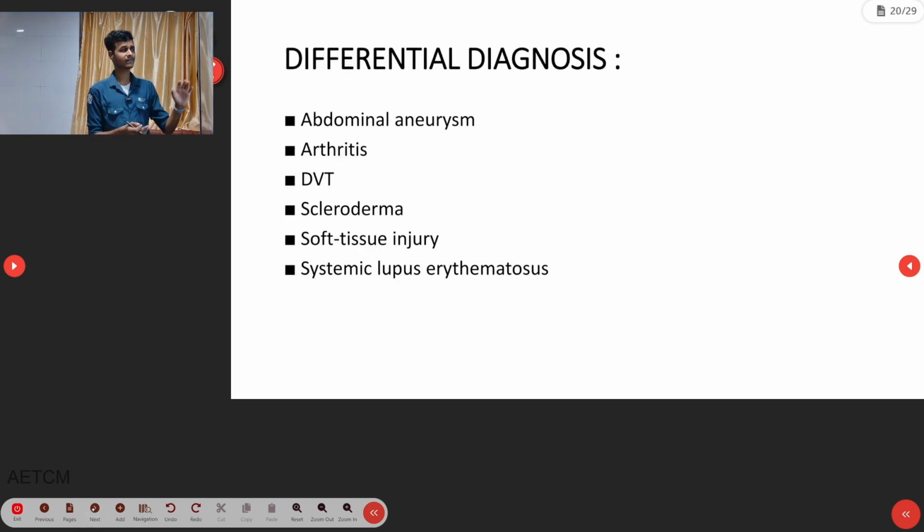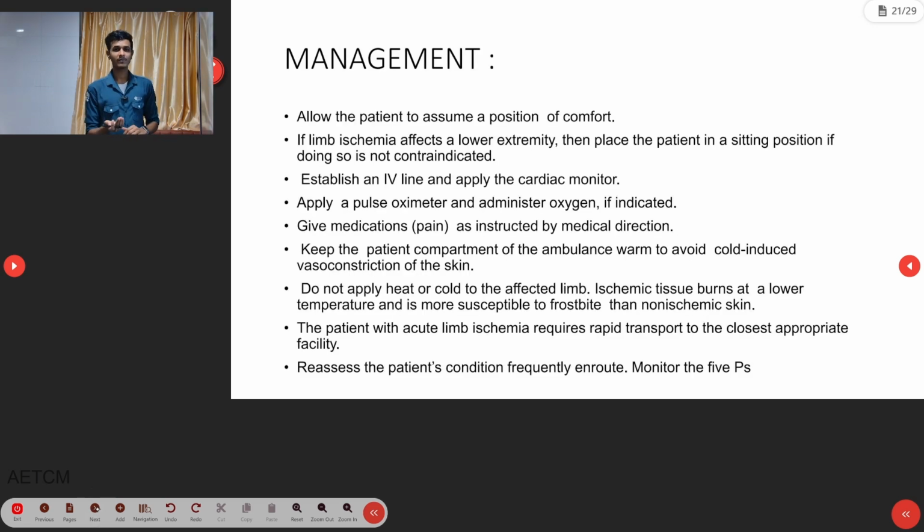So what might be the differential diagnosis? Abdominal aneurysm, arthritis, DVT, scleroderma, soft tissue injury, and systemic lupus erythematosus. How can we manage? In trauma and everything else, there are two major important terms. The first one is life saving, the second one is limb saving. Here we have to follow limb saving.